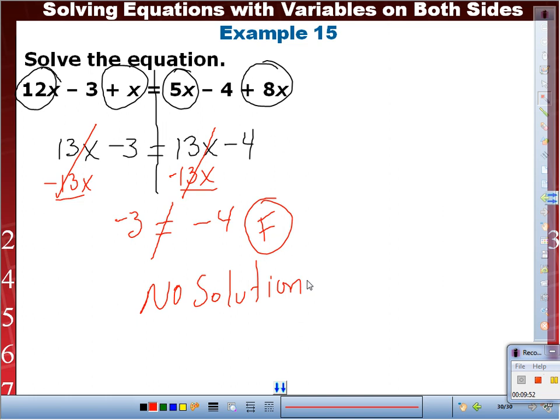Jerry, you done copying that? Okay, good.